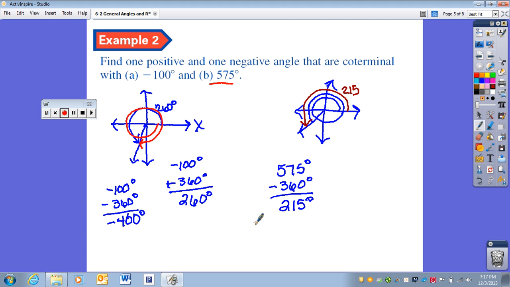Now, if I were to subtract 360 degrees again from 215 degrees, that would give me an angle measurement of negative 145 degrees. And if I were to draw this one in on my diagram for my negative angle, that would be from here to here, and that would be my negative 145 degrees. These are two possible angles that would be coterminal, having the same terminal side as the 575 degree angle, one being positive, one being negative.